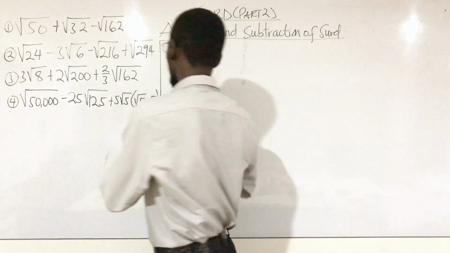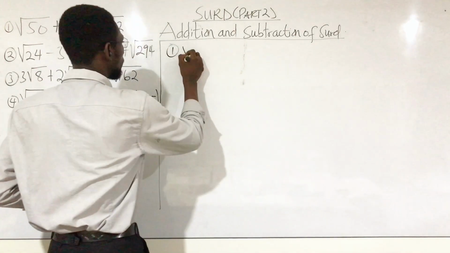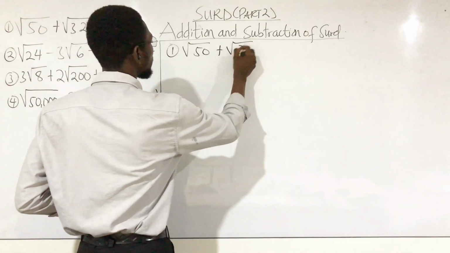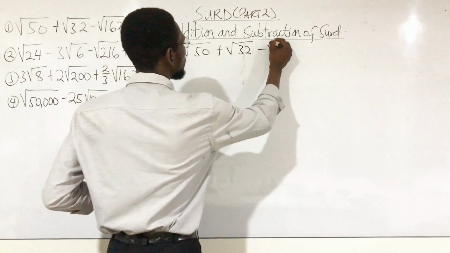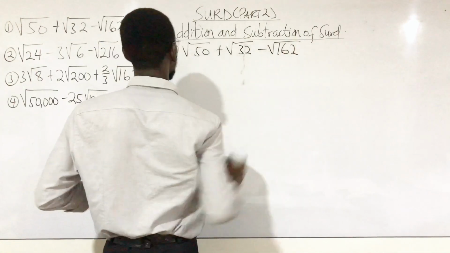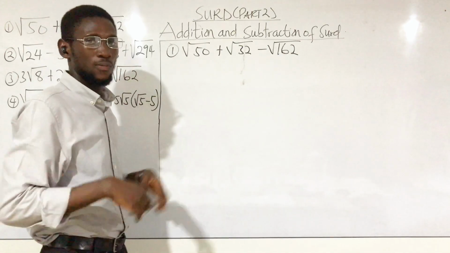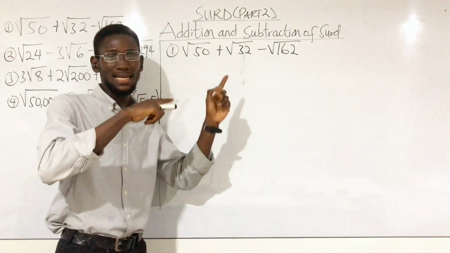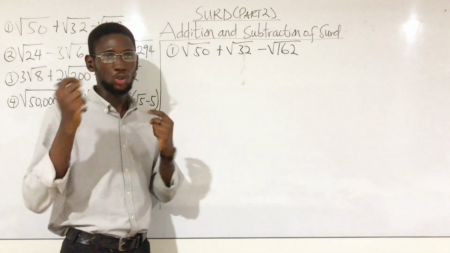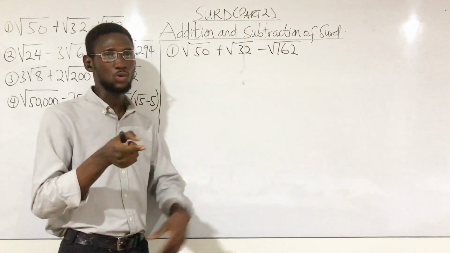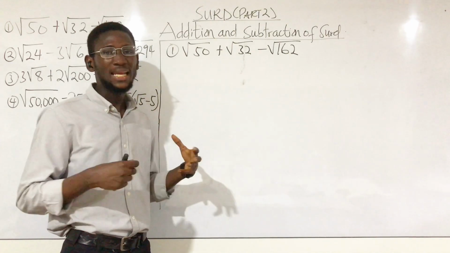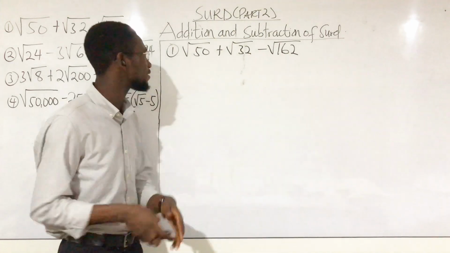The first question, we have number one, root 50 plus root of 32 minus root of 162. So first things first, we have to simplify this. That is why we learned that lesson. If this is your first time joining us, I suggest that you go to the previous lesson, part one of surds, so that you can critically understand this, because we'll move a little faster.